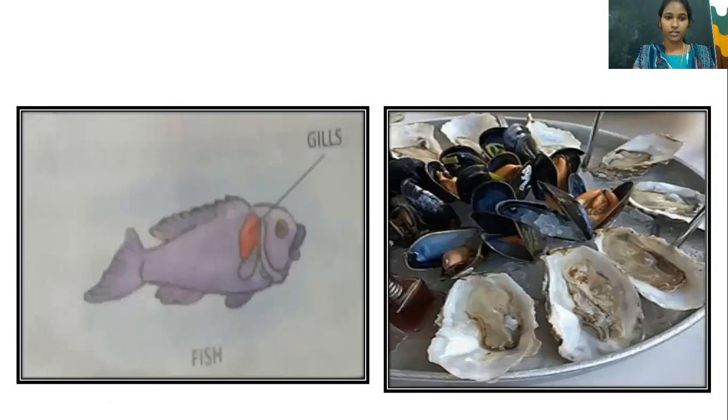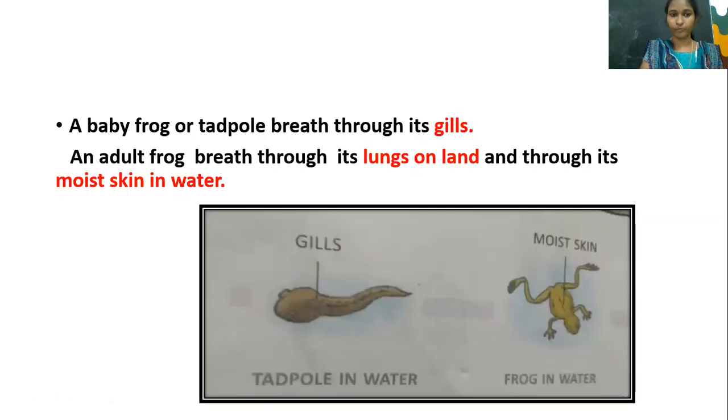Okay. This is the picture. Fish breathe through gills. This is gills. This red color is gills. Fish breathe through gills. And this is the picture of oyster. This is oyster. Oyster also breathe through gills.